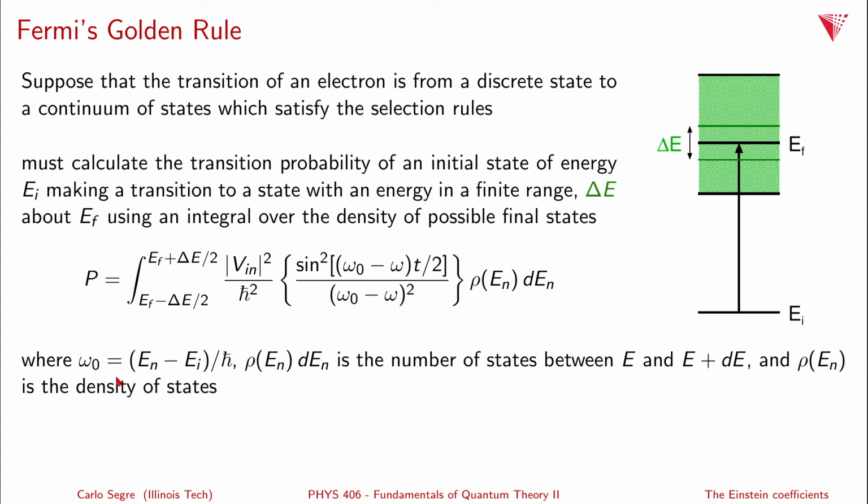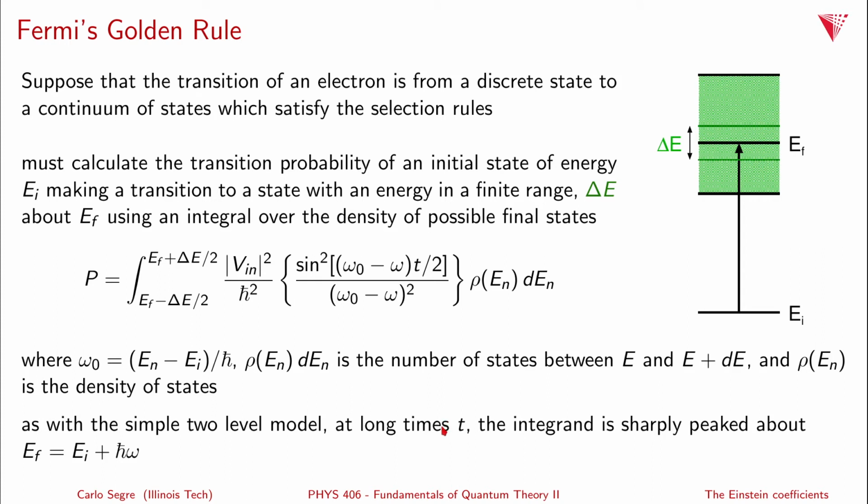So omega sub 0, of course, is E sub n minus E sub I over h bar. That's the angular frequency of the transition energy. Rho of E sub n, dE sub n, is the number of states between E and E plus delta E. And rho of E sub n is just the density of states. So in this case, it's more than a simple two-level model. There's a bunch of states that you can transition to because they all satisfy the selection criteria.